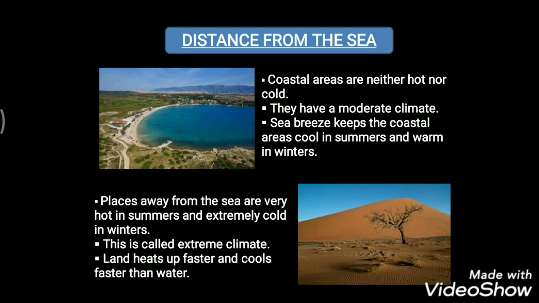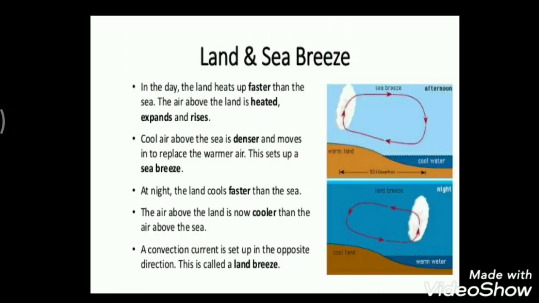So land heats up faster and cools faster than the water. That's why in the desert areas it is a very extreme type of climate. In the daytime it is too hot, and in the night time it is too cold. Next we see sea breeze and land breeze.